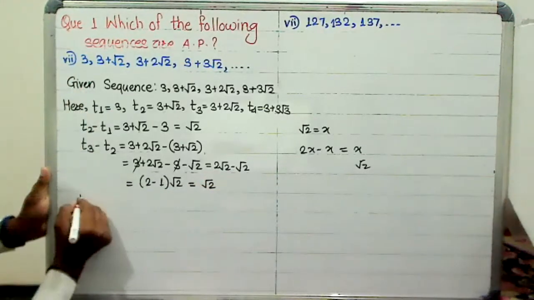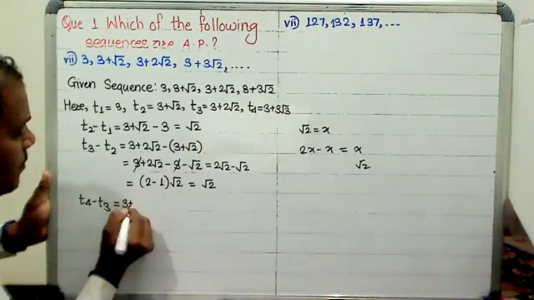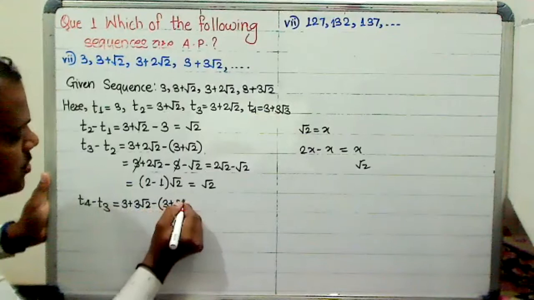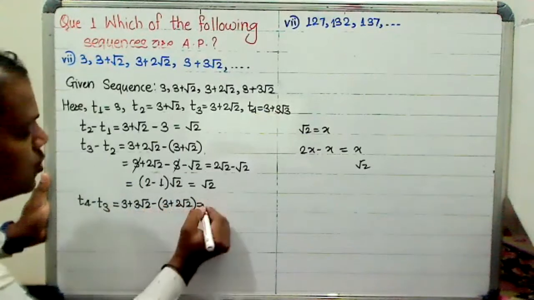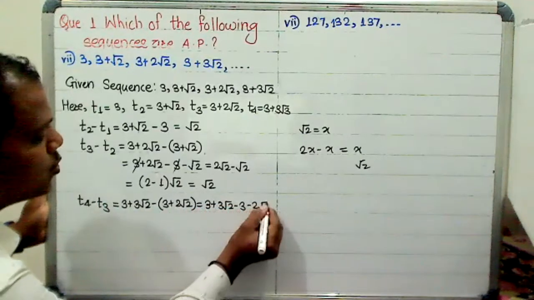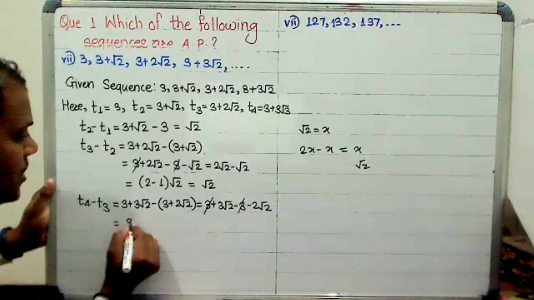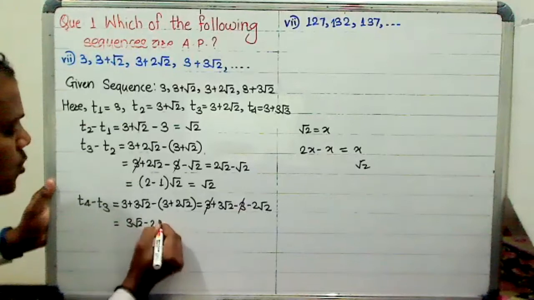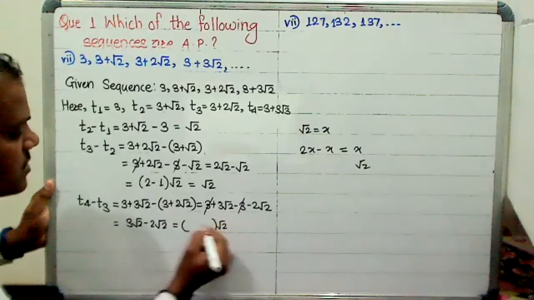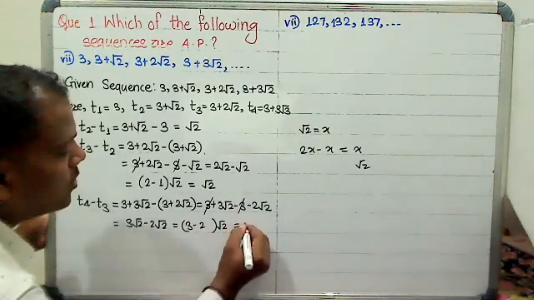Then T4 minus T3. Value of T4 is 3 plus 3 root 2 minus 3 plus 2 root 2, which is equal to 3 plus 3 root 2 minus 3 minus 2 root 2. So this 3 will get cancelled with this 3. So 3 root 2 minus 2 root 2. Again, taking root 2 common from these two terms, 3 minus 2 is 1, 1 into root 2, that is root 2.